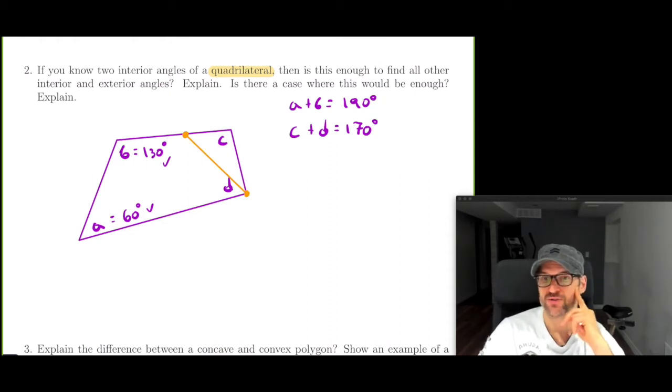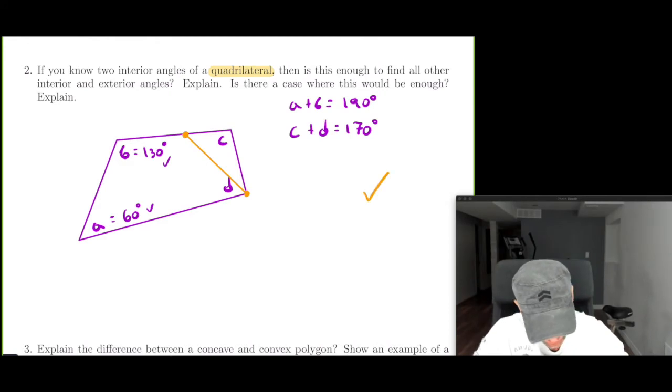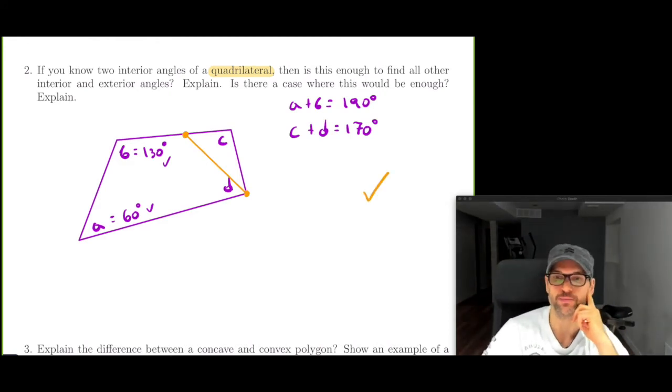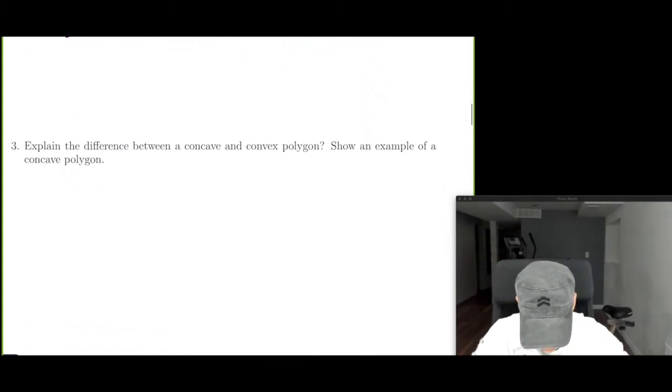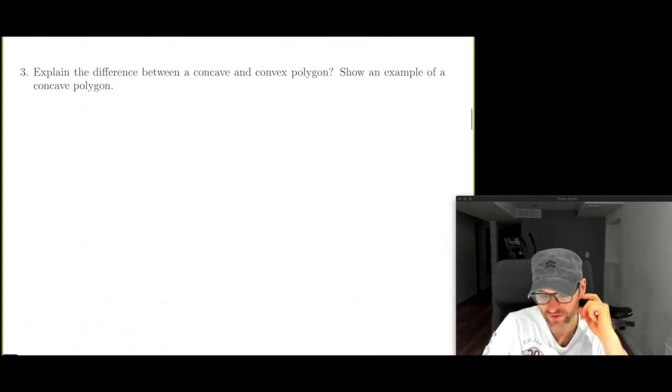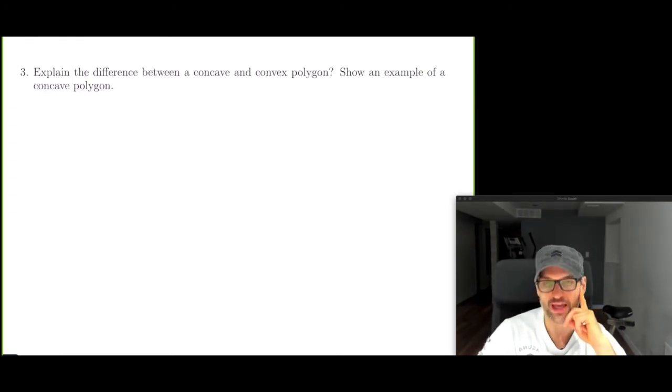All right, so that is question number 2. This one is definitely a good one because it makes you think. Question number 3: explain the difference between a concave and a convex polygon. Show an example of a concave polygon.